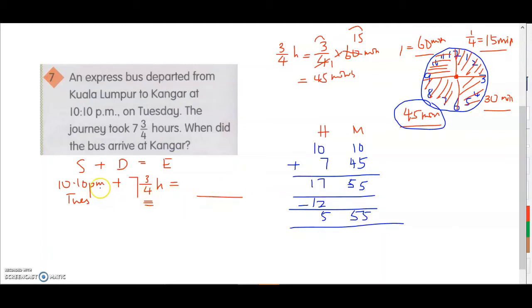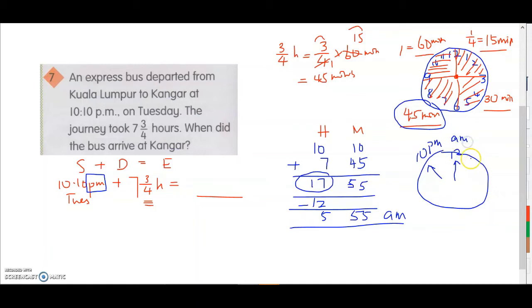Now you look at the starting time here. The starting time is PM. So when it crosses the 12 hour into 13, 14, 15, 16 and 17, this is AM. Right? Just like your clock here. We are starting at 10 PM. After you cross the 12 mark, it becomes AM, right?